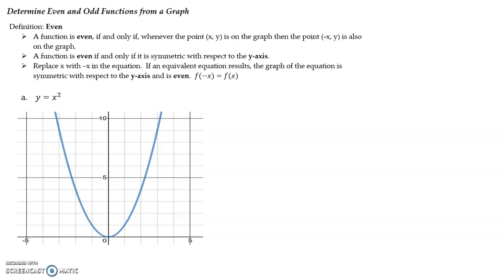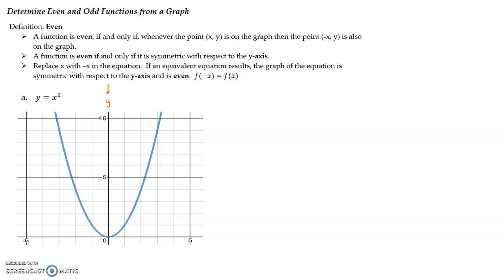Let's talk about even and odd functions, and we're going to be taking a look at a couple graphs in these examples. So let's start with an even function. Even functions are symmetric with respect to the y-axis, which means if we were going to fold our piece of paper along this y-axis, then the left side of our graph is going to match up with the right-hand side.